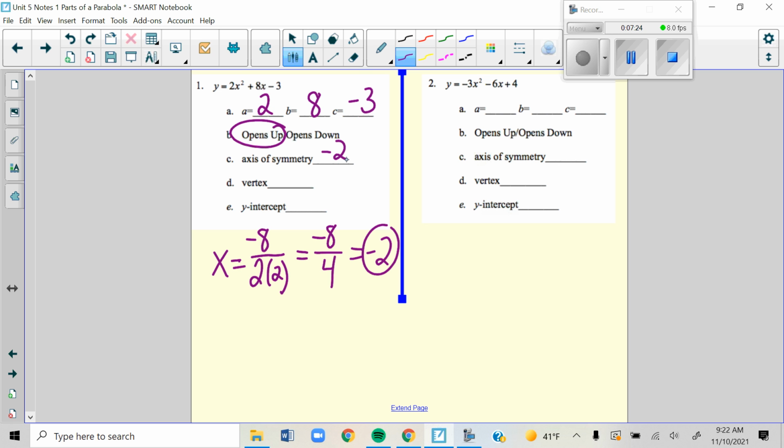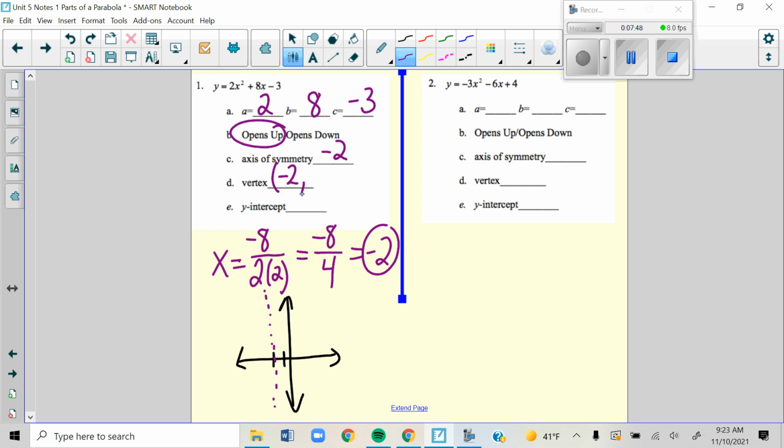So what that means is on my axes, if I go over to -2, that is that axis of symmetry. My parabola is going to fold evenly over that purple dotted line there. And we know it's going to open up. All right, so then the vertex, our x coordinate is -2.